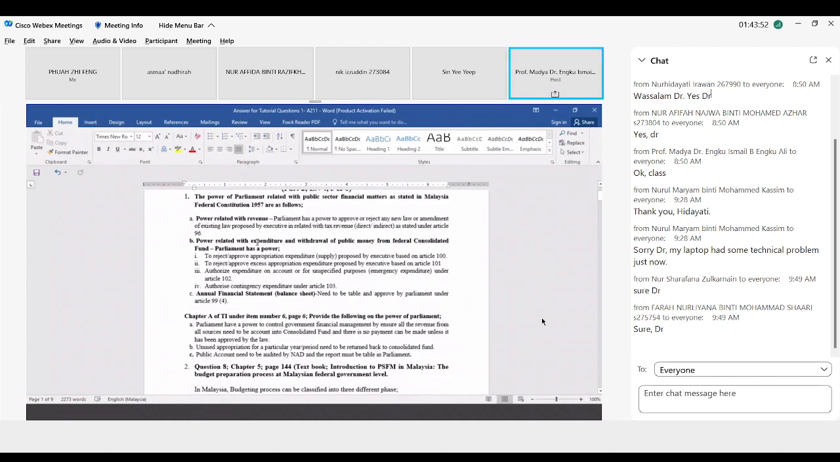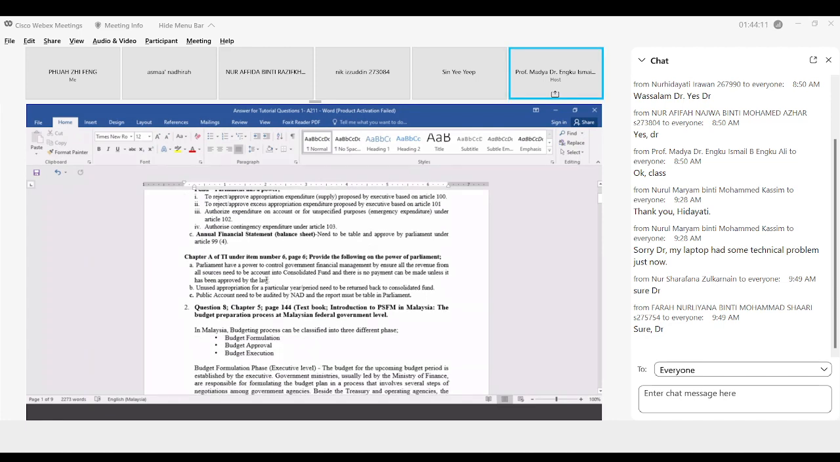So from the constitution, we have the power related to revenue, expenditure, and also the financial statement, which was not touched on by group 2. And from the perspective of the TI, you need to refer to TI number 6 on the power of the parliament related to that.